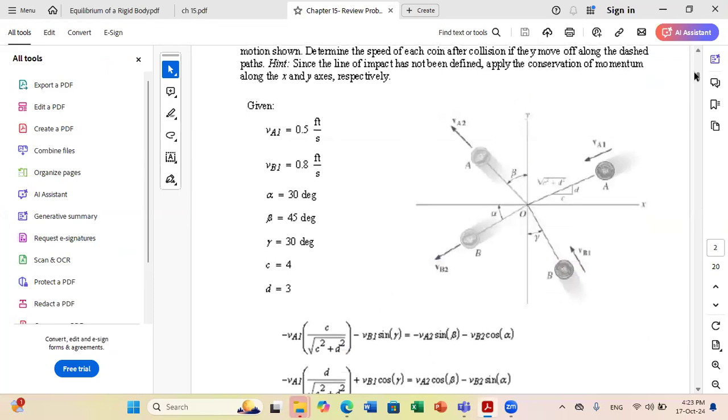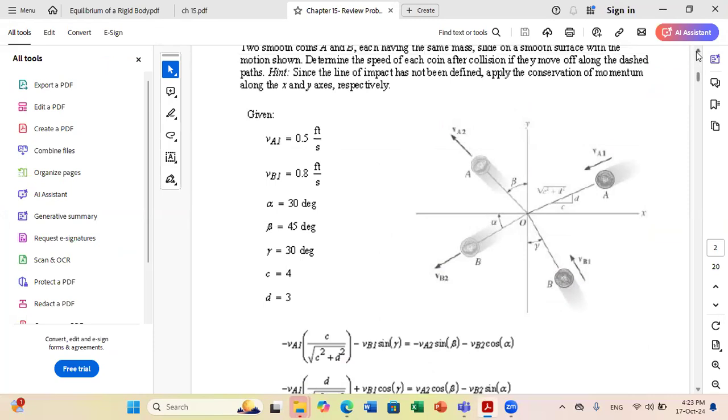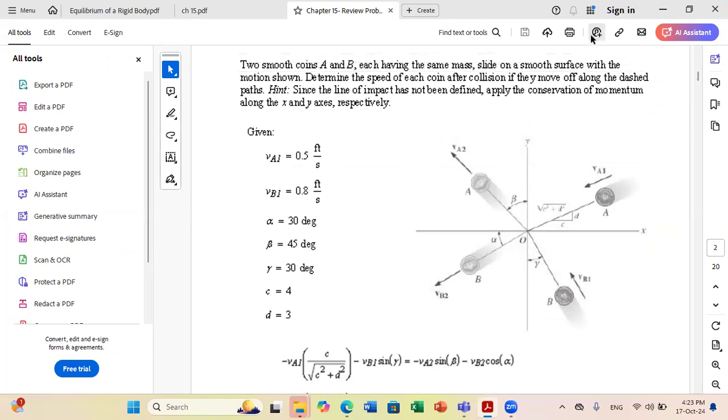Let us consider the following example to show you different possibilities of oblique impact. In the previous example of oblique impact, they gave us the line of impact, while in this problem here, we don't know the line of impact. They said two smooth coins, A and B, each having the same mass, slide on a smooth surface with the motion shown. Determine the speed of each coin after collision if they move off along the dashed path.